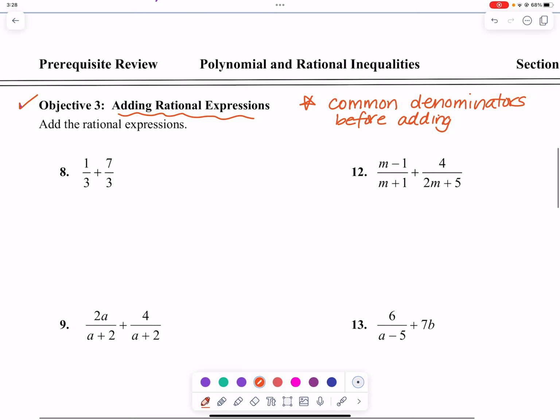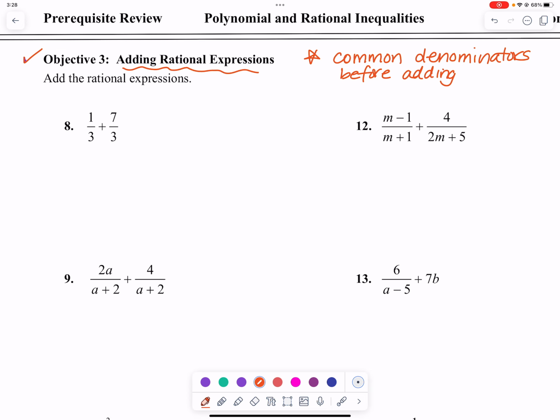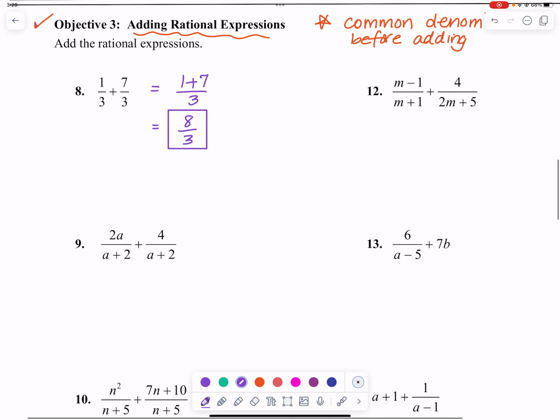Okay, so taking a look at number 8, our denominators are the same, so we can say that this is 1 plus 7 over 3, or we have 8/3. So since the denominators are the same, we can add the numerators together.